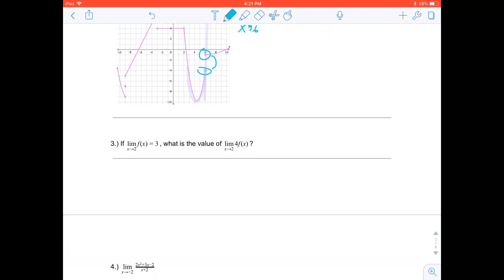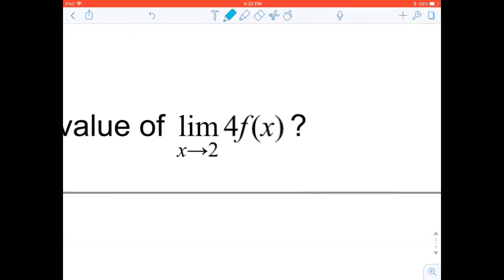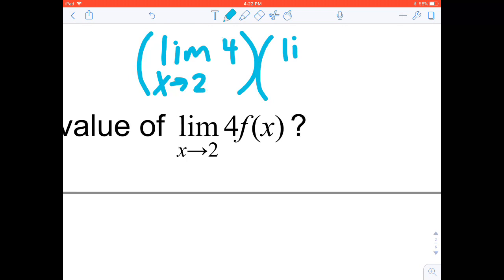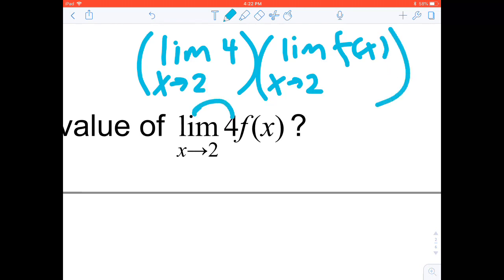And number 3, if the limit as x goes to 2 of f of x is equal to 3, what is the value of the limit as x goes to 2 of 4 times f of x? I think we went over this in class already. It's just checking your limit properties. So limit properties mean that you can break apart different parts of limits. So for example, here, we can break this apart to the limit as x goes to 2 of 4 times the limit as x goes to 2 of f of x. It's almost kind of like distributing that limit. You can think of it that way.